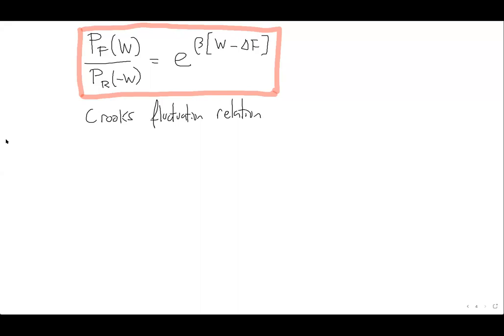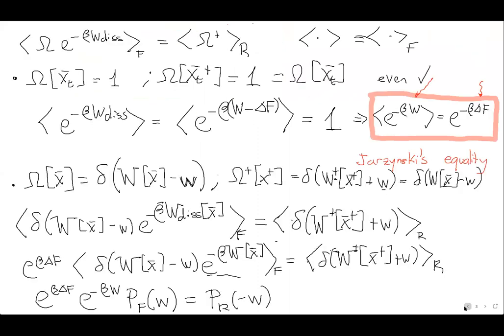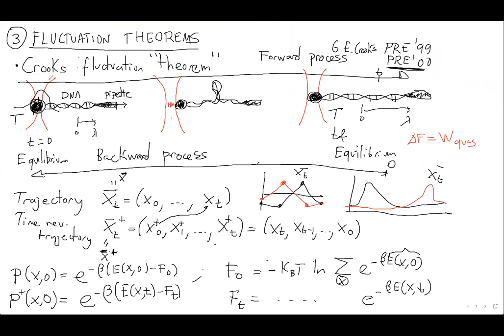What this means is the following: you can relate the probability in the forward process to get a work W to the probability in the backward process to get work minus W. It's related by the dissipation. So in other words, if you do an experiment, remember we had the forward experiment. Let's say you do this process many times.